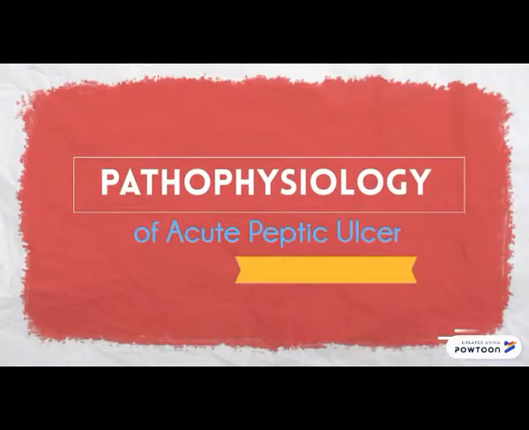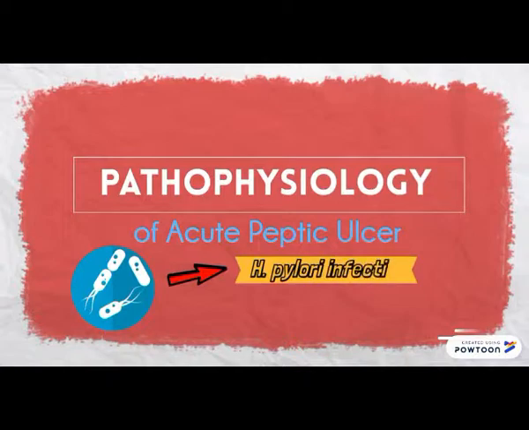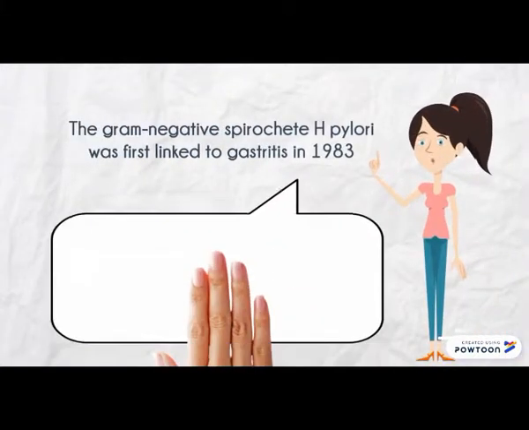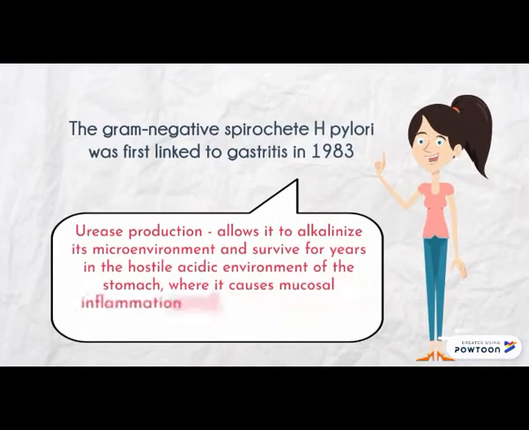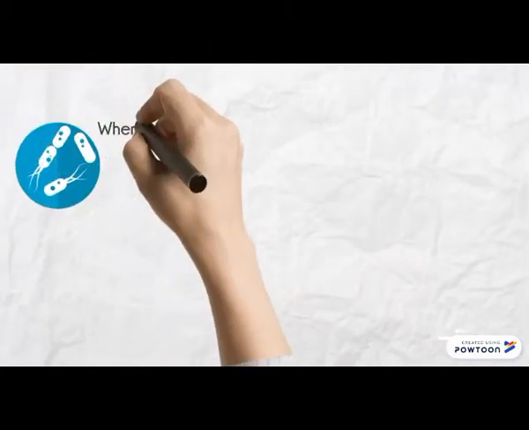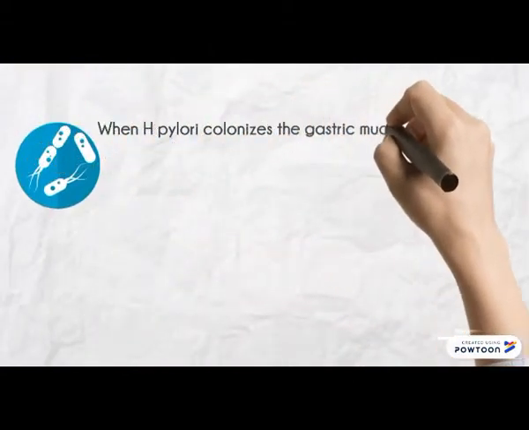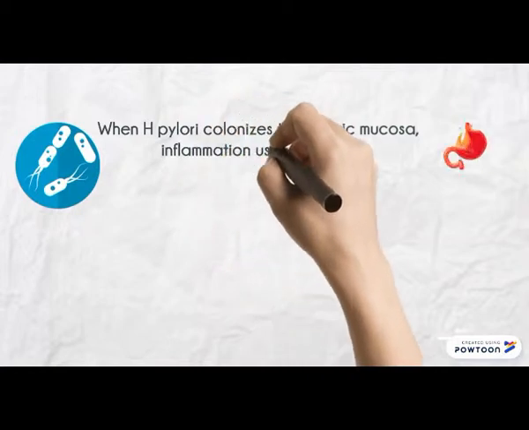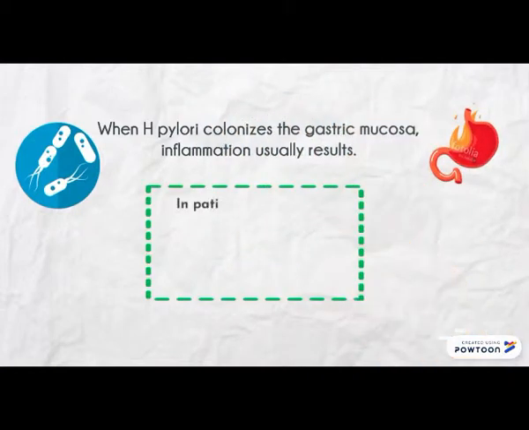The pathophysiology of acute peptic ulcer caused by H. pylori infection: the gram-negative spirochete H. pylori was first linked to gastritis in 1983. It will produce urease that will alkalinize its microenvironment and cause inflammation. When H. pylori colonizes the gastric mucosa, inflammation usually results.